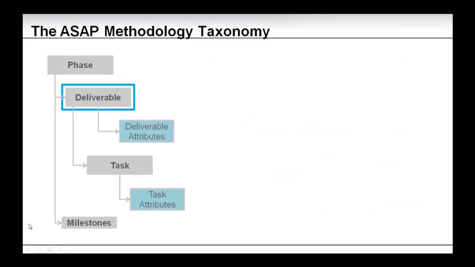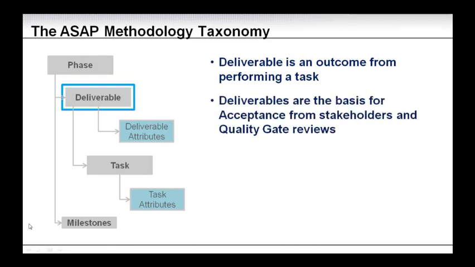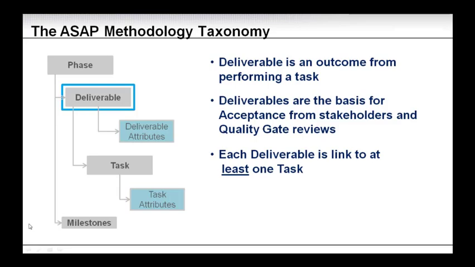So that's the phase. The next one is the deliverables. So under each phase we have deliverables. A deliverable is an outcome from performing a task. And deliverables are the basis for getting acceptance from stakeholders, as well as getting acceptance from quality gate reviews. Each deliverable is linked to at least one task. It can be linked to more tasks, but at least one. And each deliverable is linked to a work stream. And this is where we have the deliverable attribute, which is the link to the work stream.